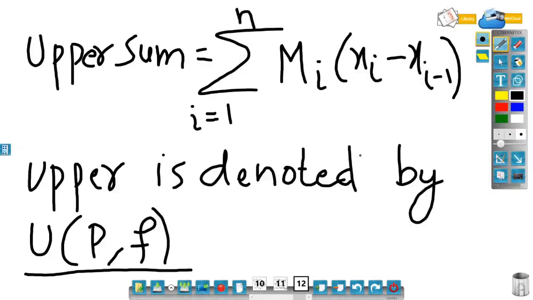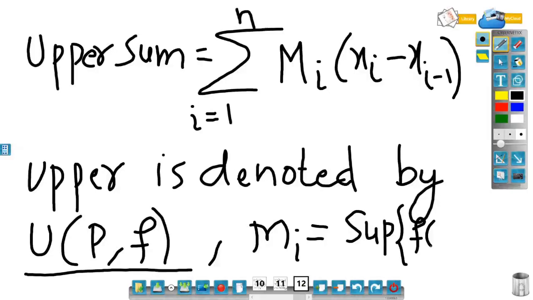And now what is Mi here? Let me write down that Mi, though I have written it, but still I wanted to write it again. So it is the supremum of f(x) such that x belongs to the interval [xi minus 1, xi]. Since I don't have much space, I hope you will understand what I wanted to write down here. So I can minimize my font size.